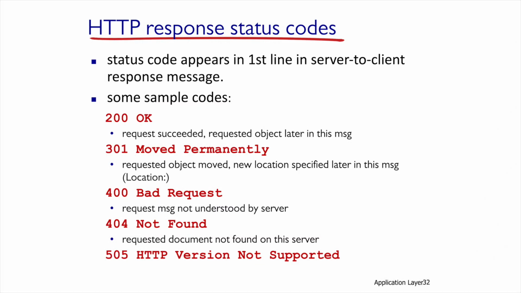The server can return varying statuses to the client, which requested an object from it, meaning a page or anything else. The status is in the first line of the response message. Status 200 OK means the object has been found and is attached to the message. Status 301 indicates that the requested object has been moved to a new location, which is specified in this message. Status 400 indicates that the message was not understood by the server. 404, object not found. 505, the HTTP version is not supported by the server, etc.